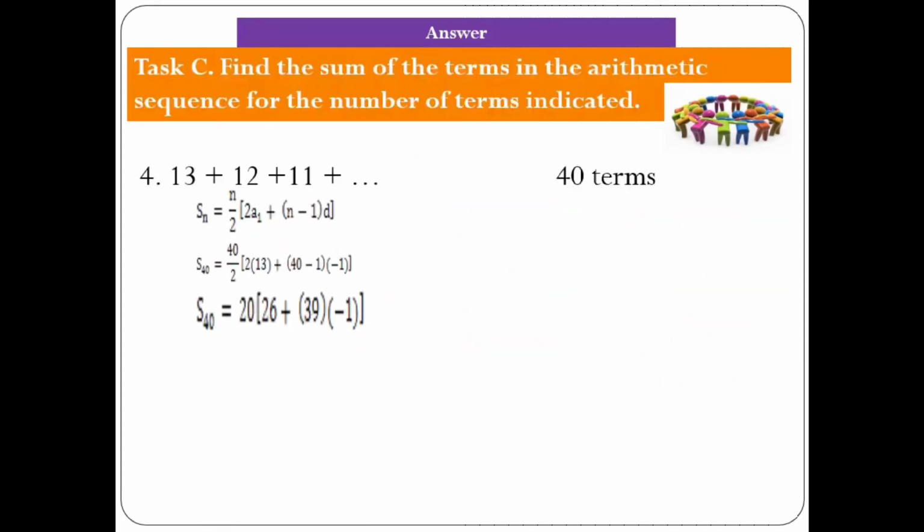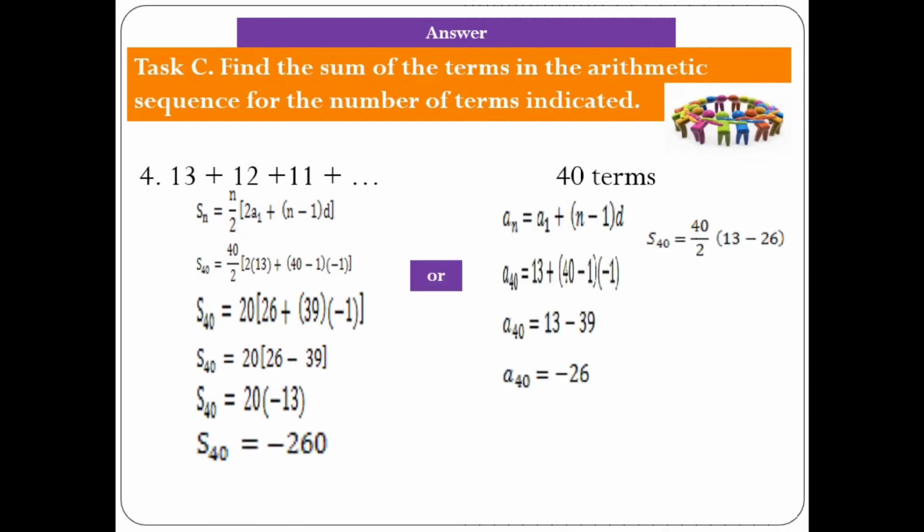Number 4, we will look for the sum of the first 40 terms of the given sequence 13, 12, 11, and so on. The first term is 13, the common difference is -1, and n is 40. So by substitution, S of 40, or the sum of the first 40 terms of the given sequence, is -260. Even if we use the other formula, which is S of n is equal to n over 2 times the quantity of the first term plus the last term, the sum of the given sequence is still -260. So, the choice of the formula that you will use is yours.